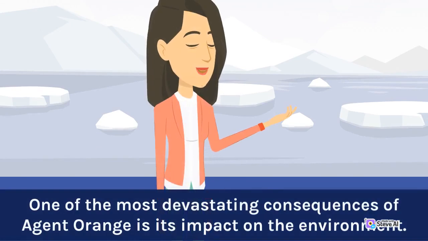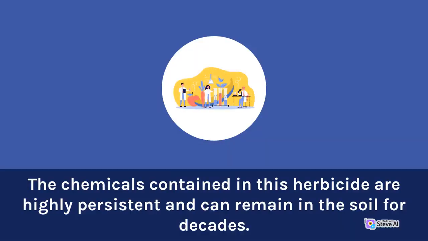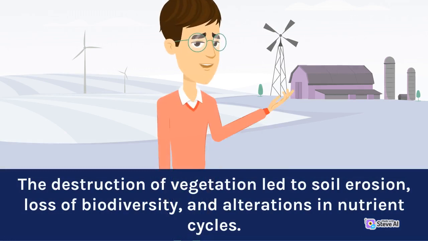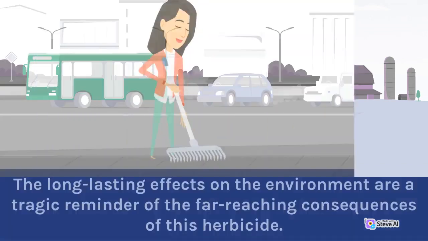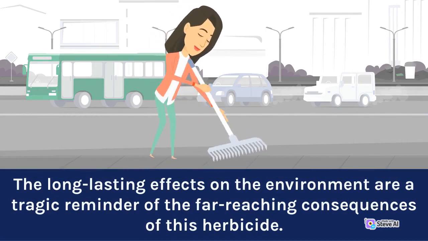One of the most devastating consequences of Agent Orange is its impact on the environment. The chemicals contained in this herbicide are highly persistent and can remain in the soil for decades. This persistence has severe repercussions on the ecosystem, as it disrupts the natural balance and affects both plant and animal life. The destruction of vegetation led to soil erosion, loss of biodiversity, and alterations in nutrient cycles. The long-lasting effects on the environment are a tragic reminder of the far-reaching consequences of this herbicide.